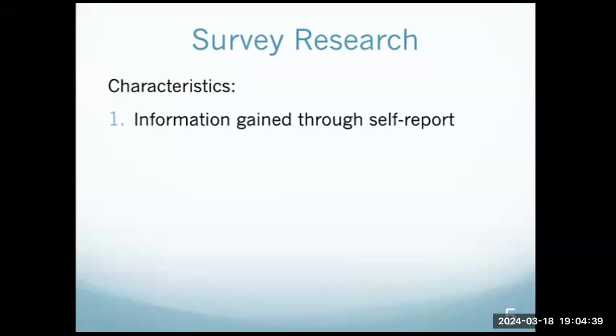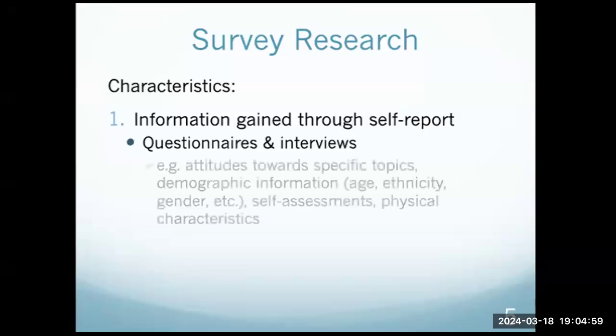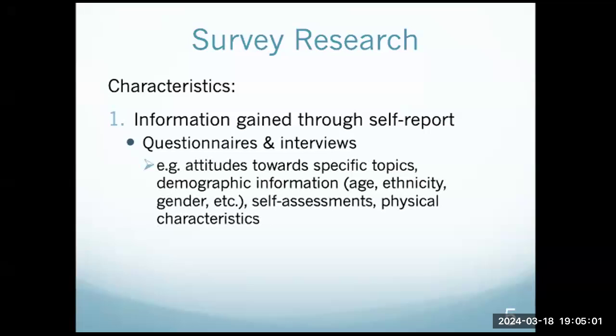What makes survey research distinct is it's self-report. So unlike an experiment, it's the researcher putting participants through certain conditions and we are observing what they do. Usually it's behavioral. We're not asking them questions, right? So self-report is what's different with surveys. Usually we get the information through questionnaires and we also get them through interviews.